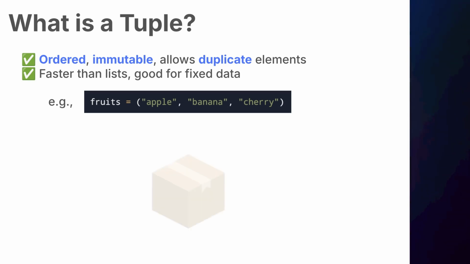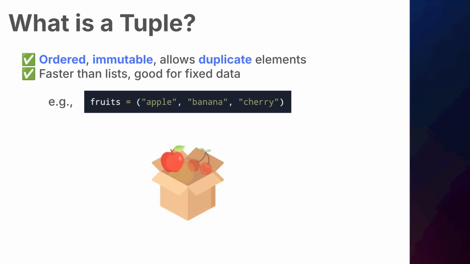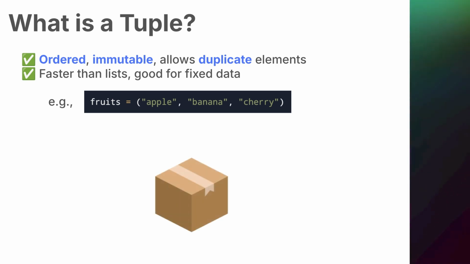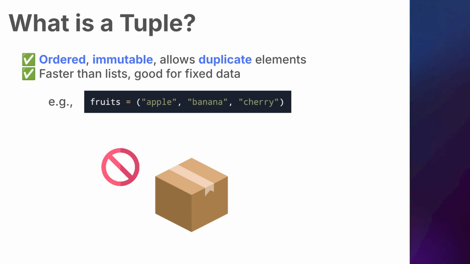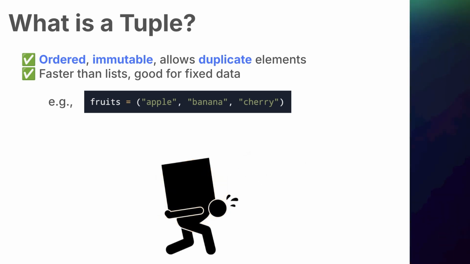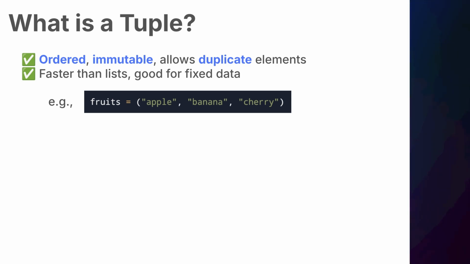Think of it like a sealed box. Imagine you pack some items into a box like fruits and then seal the box shut with tape. Once it's sealed, you can't open it and swap items inside. You can't add anything new. You can't take anything out. But you can still look at what's inside the box and carry it around. That's exactly how a tuple behaves in Python.